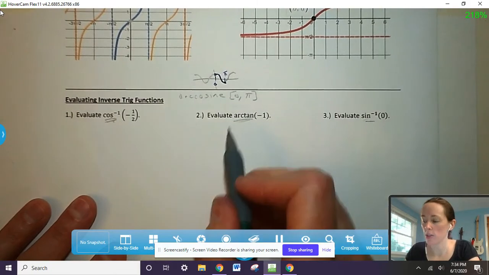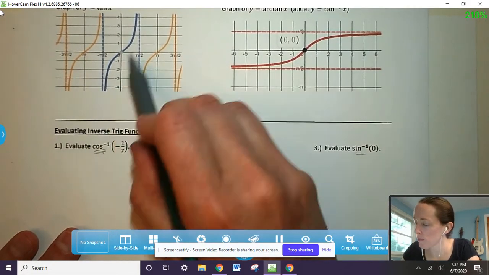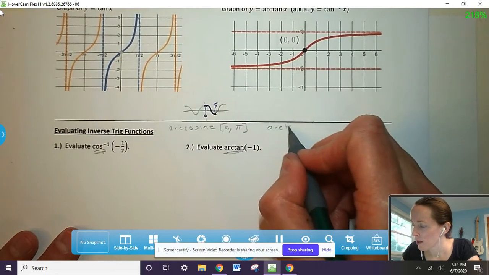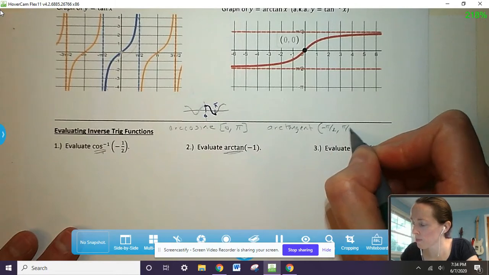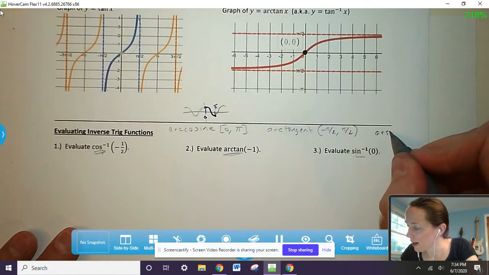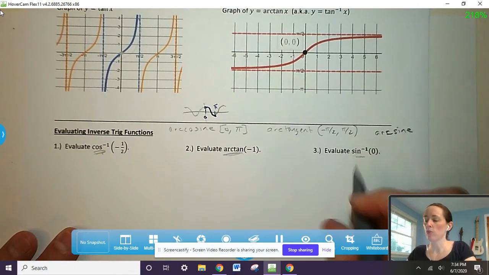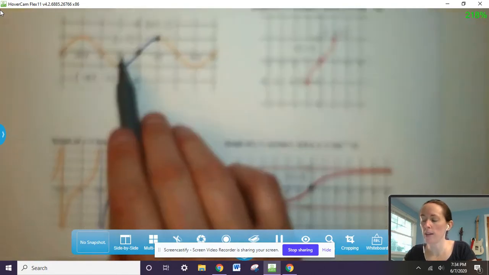Because for arctangent, think about what the restricted domain was. This blue part had a restricted domain of negative pi over 2 to positive pi over 2. And that's just that blue part there. And then for inverse sine, arc sine, if we go back to the original sine graph, look what the restricted domain was. It was negative pi over 2 to positive pi over 2.